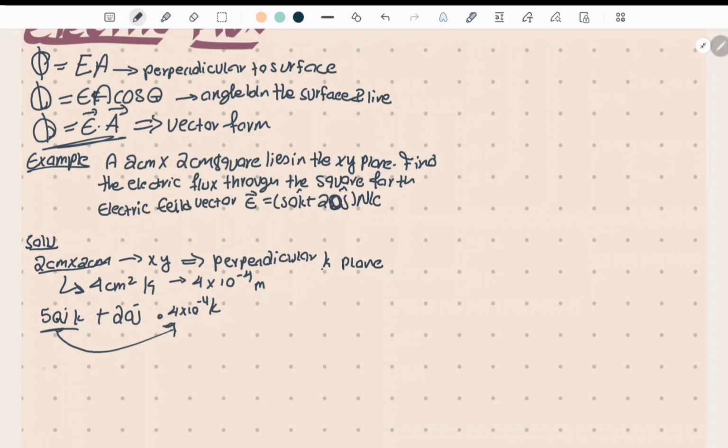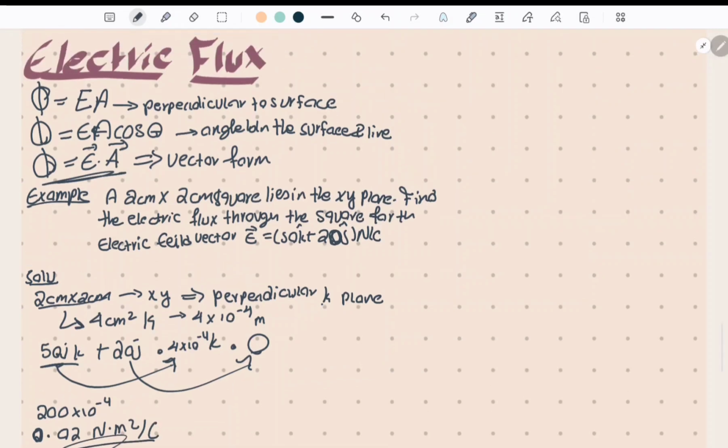So 50 times 4 is going to be 200 times 10 to the power of minus 4, and then this j cannot multiply with anything because this area has no j value, so it's just going to be 0. Simplifying everything, we get 0.02 Newton meter squared per coulomb. Please don't forget this, the SI unit of electric flux. And yeah, that's pretty much it, guys.